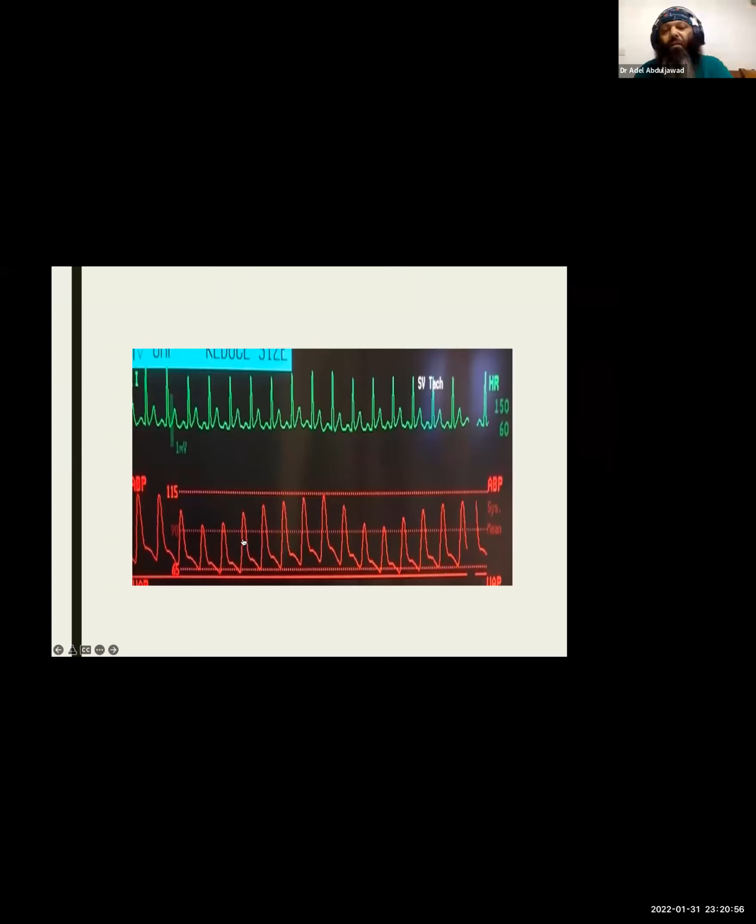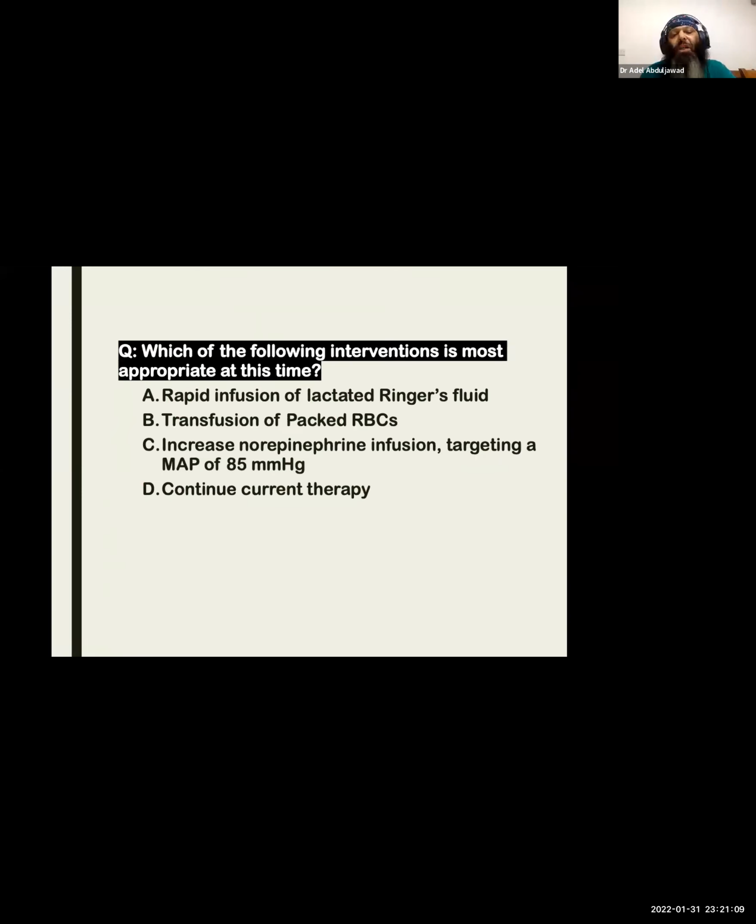But when he looked at the red tracing, which is the arterial line waveform, he found that there is pulse pressure variation, a wide pulse pressure variation with inspiration. And Dr. Muhammad chose the correct answer, which is yes, he will infuse more fluids.